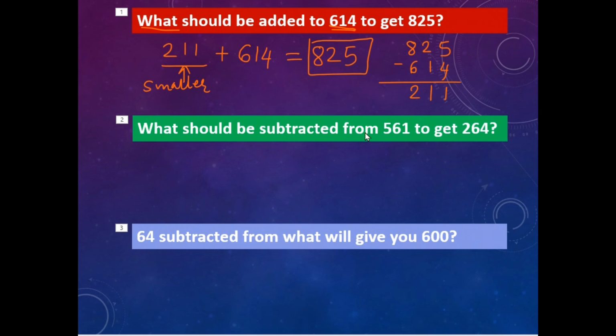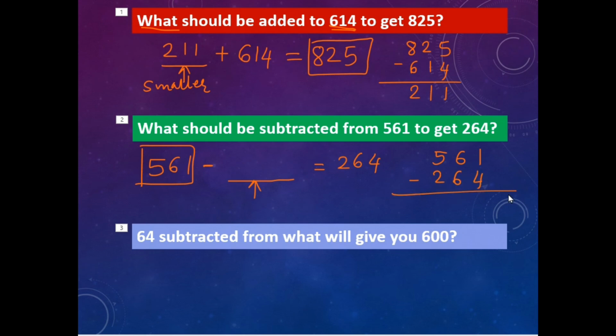What should be subtracted from 561 to get 264? So that means if I want to write this in the form of a mathematical expression, what should be subtracted from 561? That means from 561, some number is getting subtracted to get the answer as 264. Now by now you must have understood, because it is a subtraction statement, the first number is always the greatest number, so the missing number is the smaller one. So to find the smaller number, we will subtract the two numbers which are present.